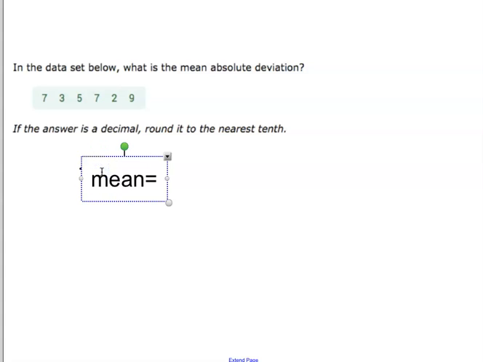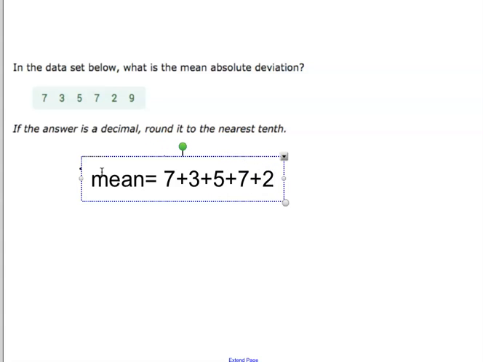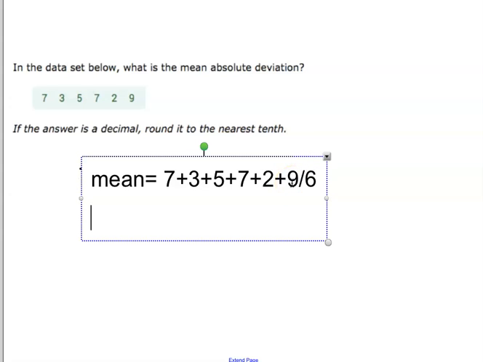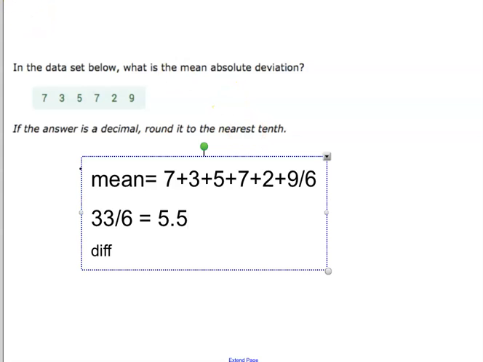So we first find the mean. We are going to add 7 plus 3 plus 5 plus 7 plus 2 plus 9. And we get 15, 22, 24, we get 33, and we divide it by 6, right? So we get 33 divided by 6, which gives us 5.5. That is the mean. Now, after you find the mean, you have to find the differences.